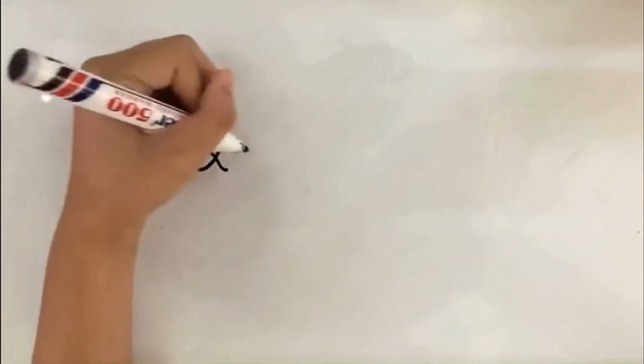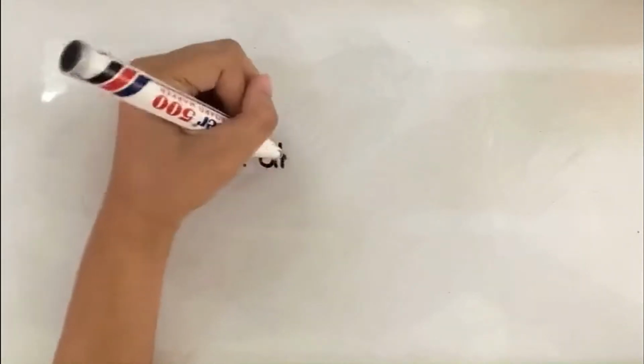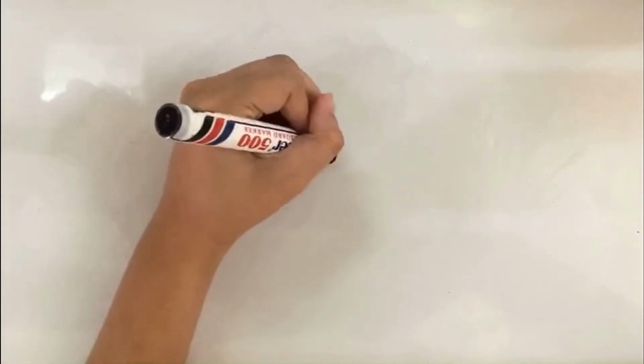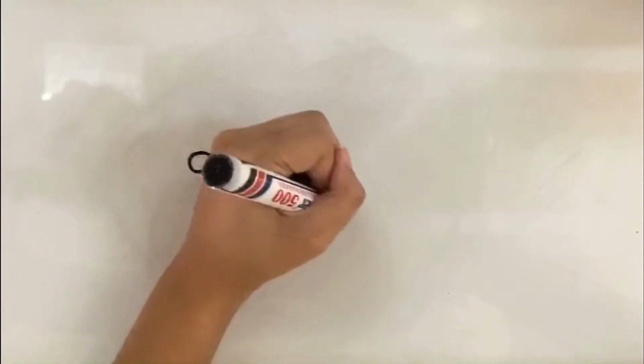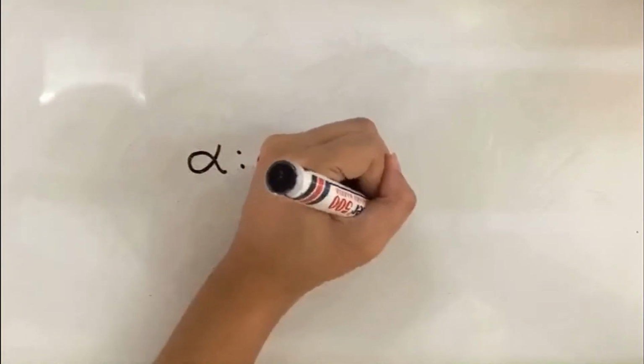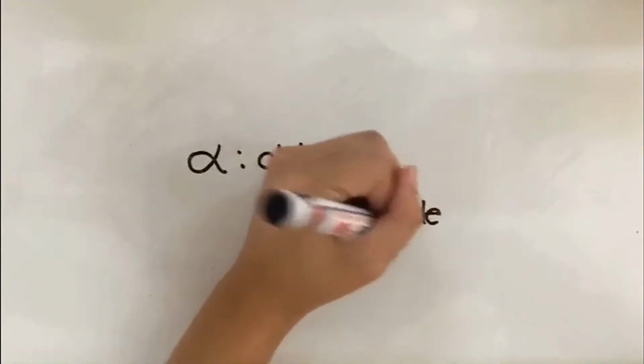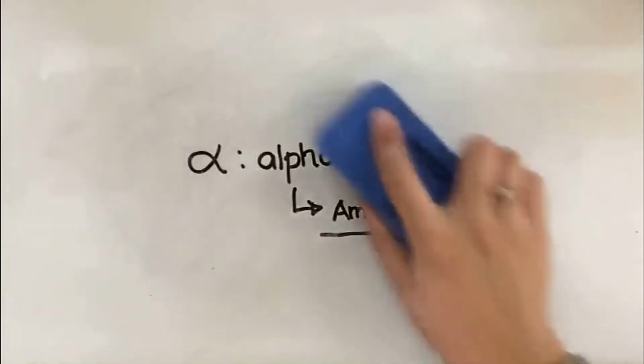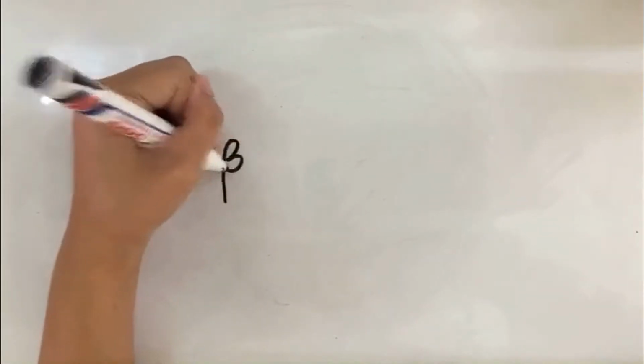But first, what does this symbol mean? This symbol means alpha. We can make use of the value of our alpha in determining the amplitude of our graph. On the other hand, this symbol means beta.